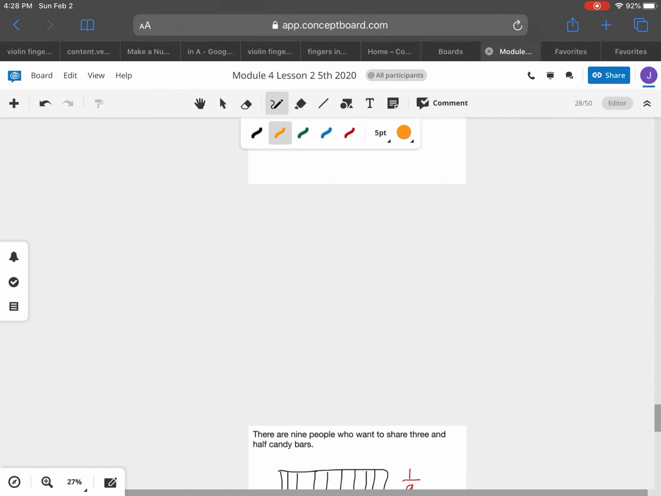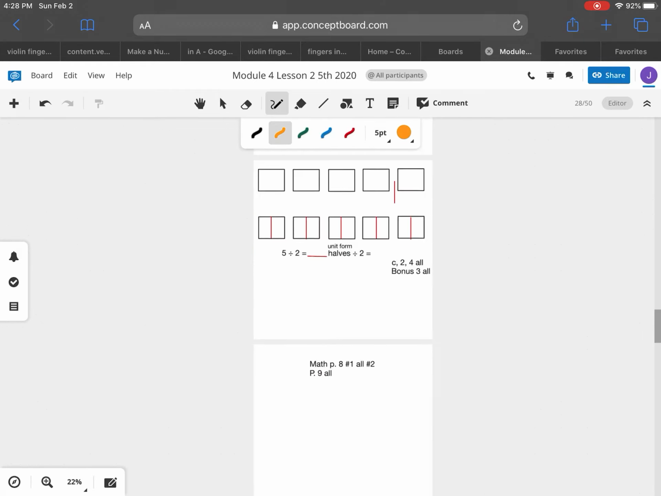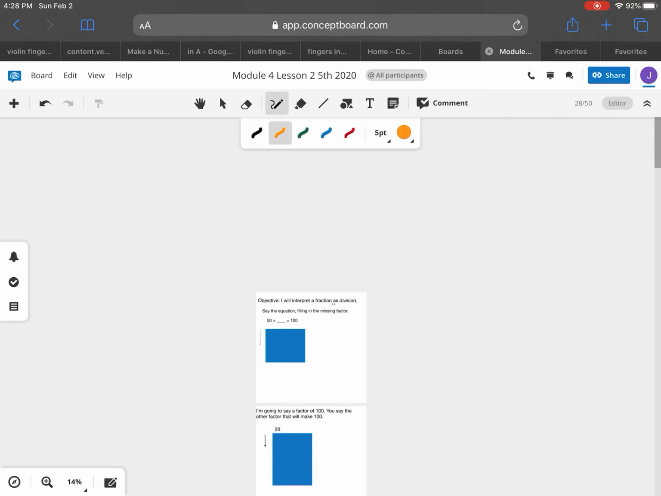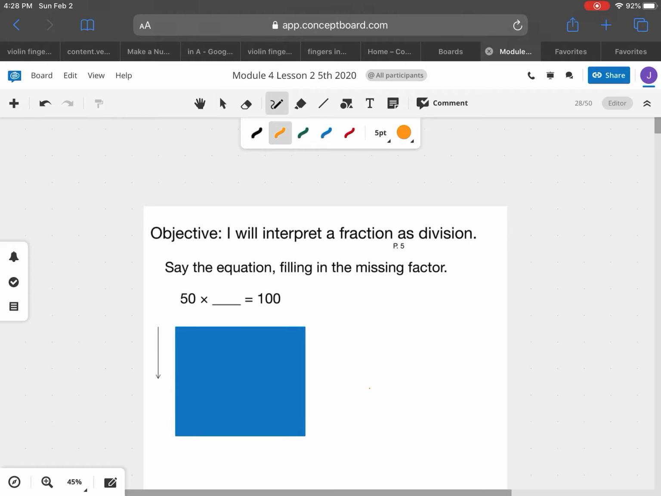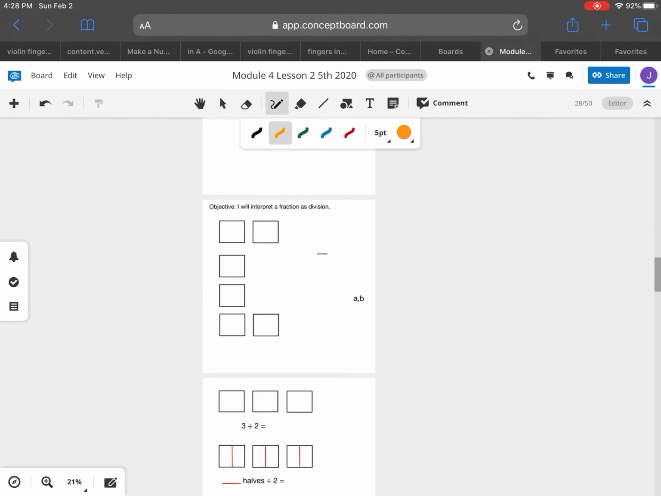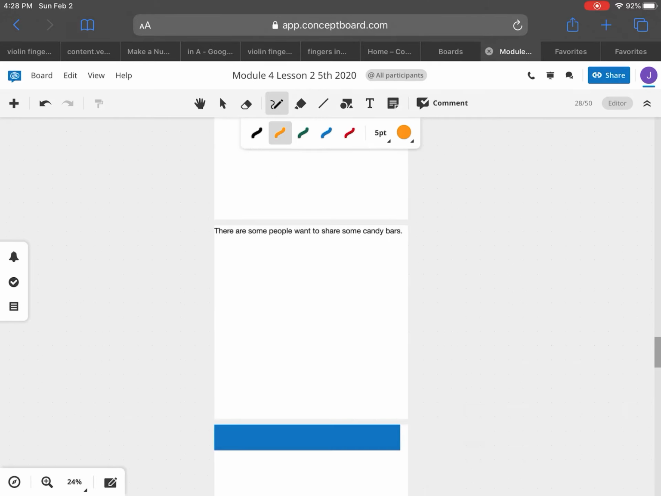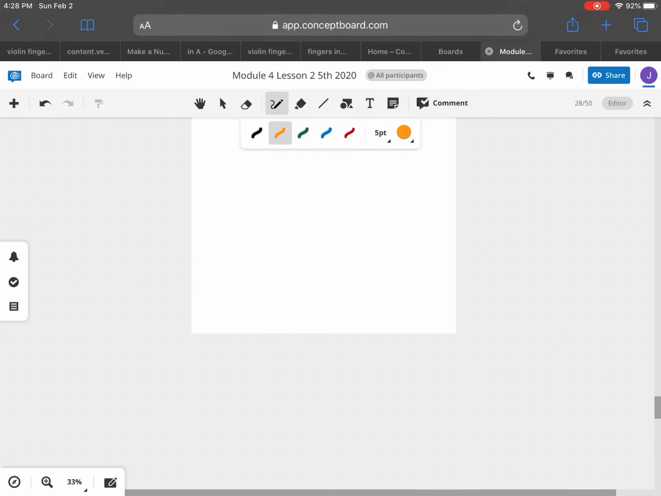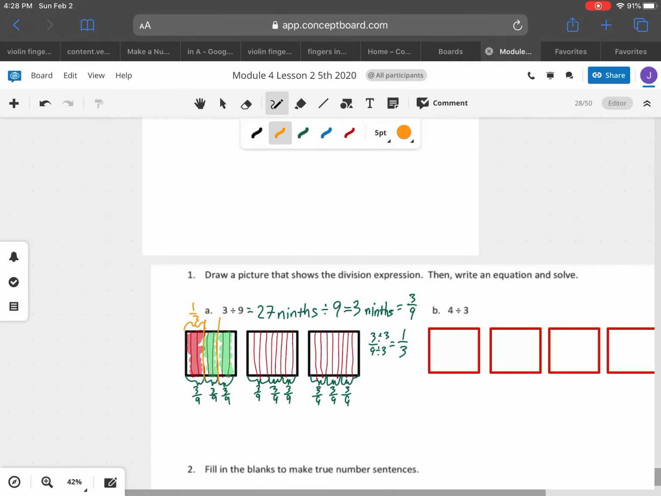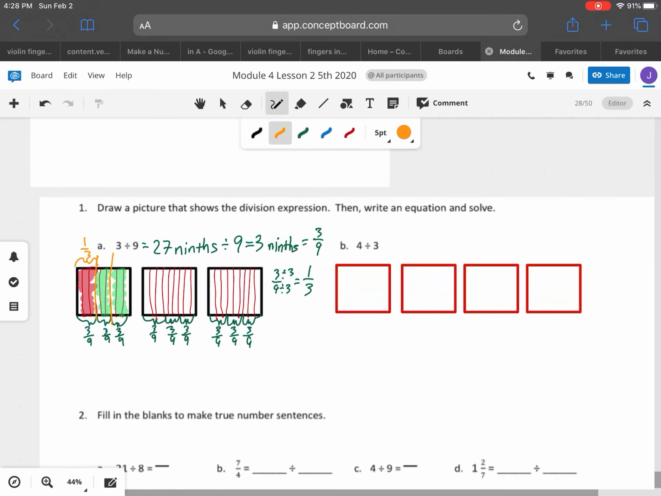Let me go ahead and show you the objective, because I may not have shown it to you in class on purpose, because we're trying something different this time. I will interpret a fraction as division. That's what we were doing. All right, so here we go. We're going to try another one, and this one is a little bit different than the one we just did. We'll explain some things later.